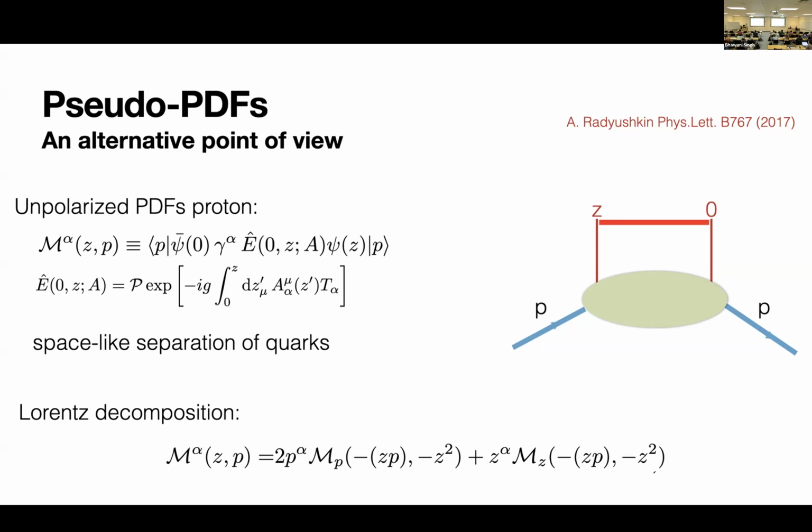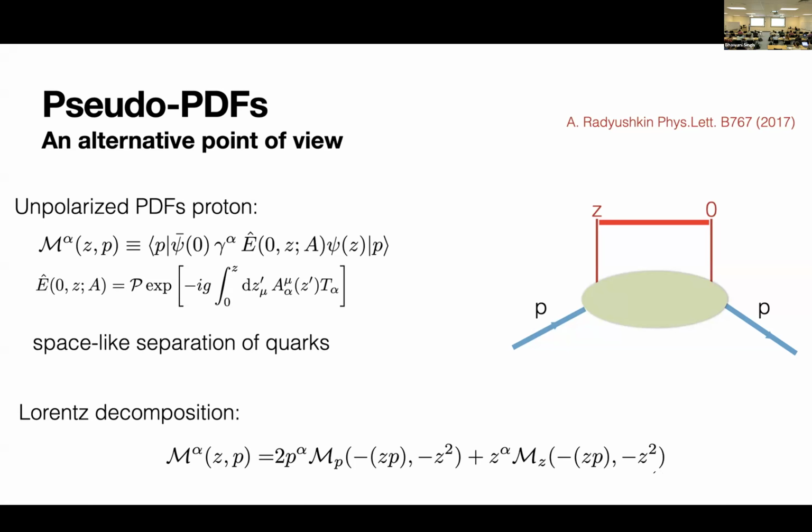Instead of thinking of boosting the hadron to the infinite momentum frame, you think about it in terms of Lorentz decomposition. So you look at the general matrix element of the proton with a quark bilinear that has some separation z. And you want to make this separation z space-like, because you can do these kinds of calculations on the lattice. But now, as we discussed, every matrix element of this kind admits a Lorentz decomposition. In other words, it can be written in terms of Lorentz invariants.